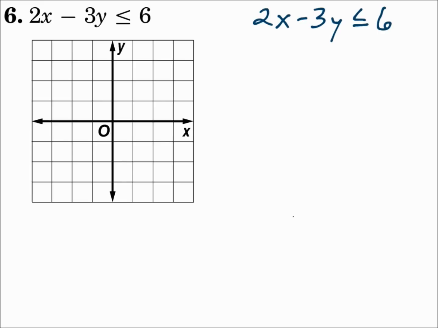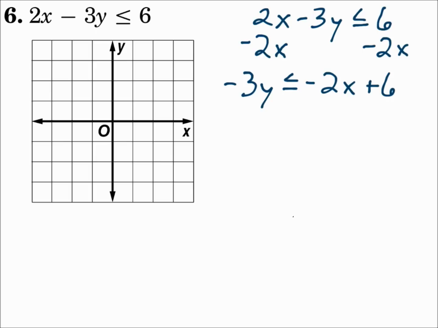Number 6. 2x minus 3y is less than or equal to 6. Well, I need to have this solved for y first. To solve for y, we move what's added or subtracted, which is the 2x. It's a positive 2x, so we'll subtract it from each side to move it. The 2x's cancel on the left, and that leaves a negative 3y. Instead of writing 6 minus 2x, write negative 2x plus 6, because for y equals mx plus b, we want the x's first.